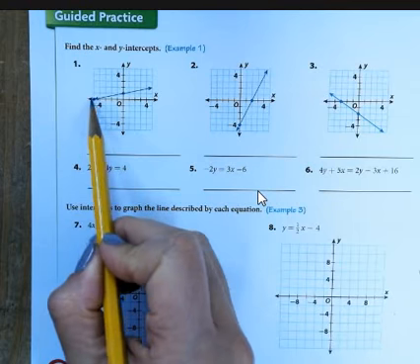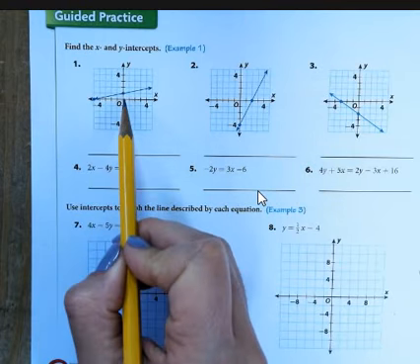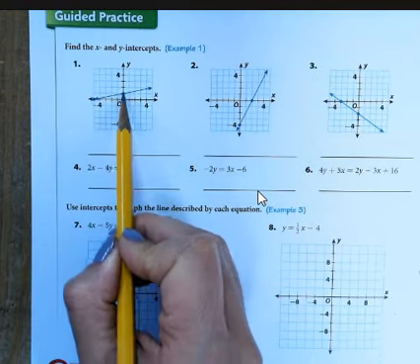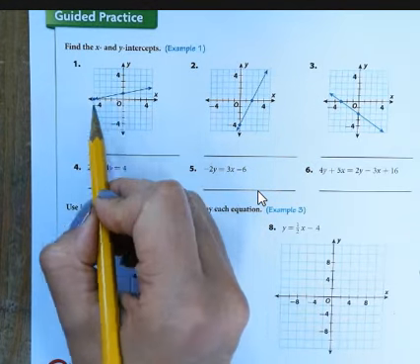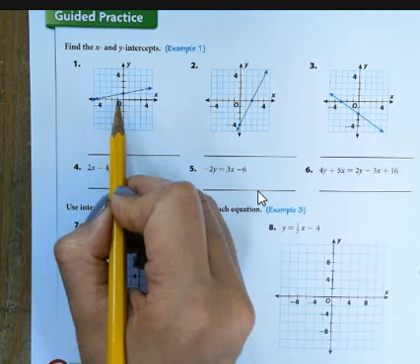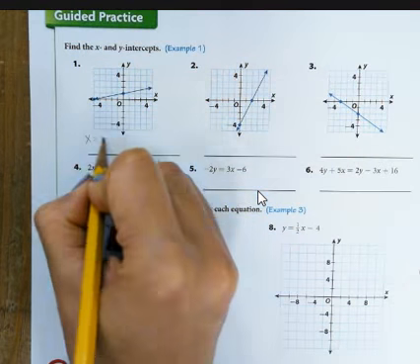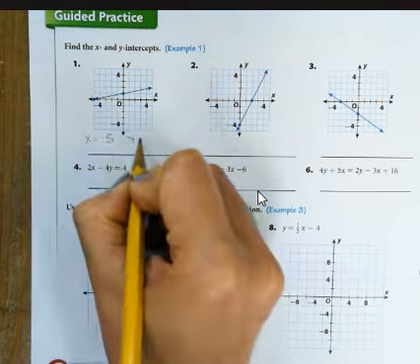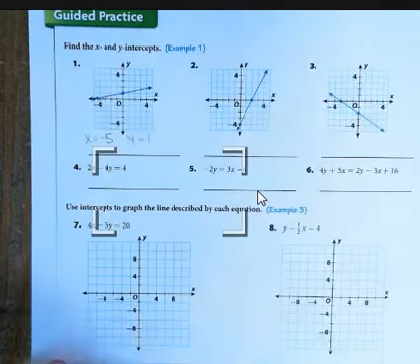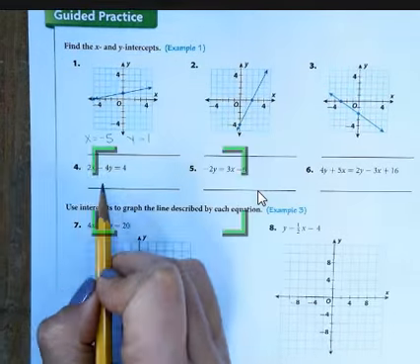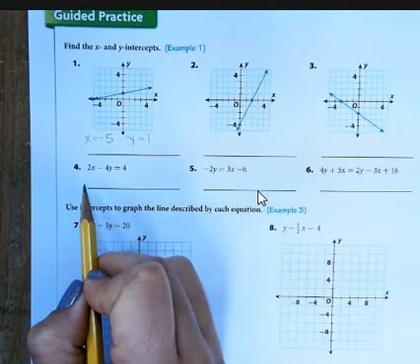Okay? Don't forget, when you go to do number 4, 5, and 6, you're going to make your x equal to 0 to find your y, and make your y equal to 0 to solve for x, just like we did in the last one. And you're going to do the exact same thing for number 7 and 8. You're going to graph them using those intercepts. So you're going to do the same thing for 4, 5, and 6. You're just going to graph it afterwards.